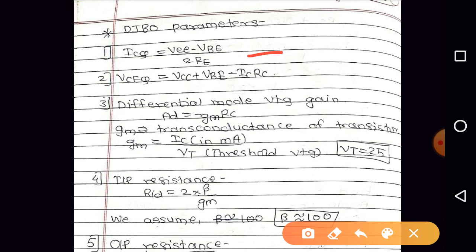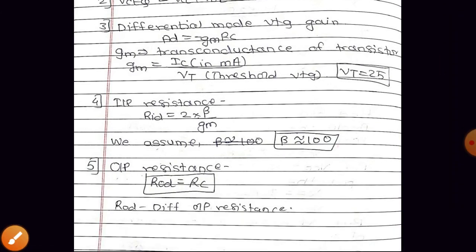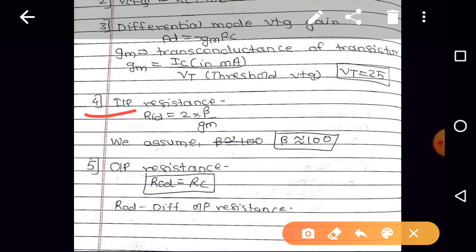Third, differential mode voltage gain AD is equal to minus gm times RC, where gm is the transconductance of the transistor. Fourth, input resistance RID is equal to twice beta upon gm. We assume beta is nearly equal to 100.